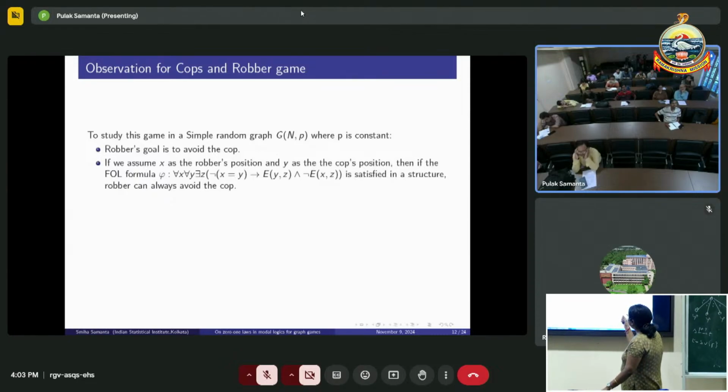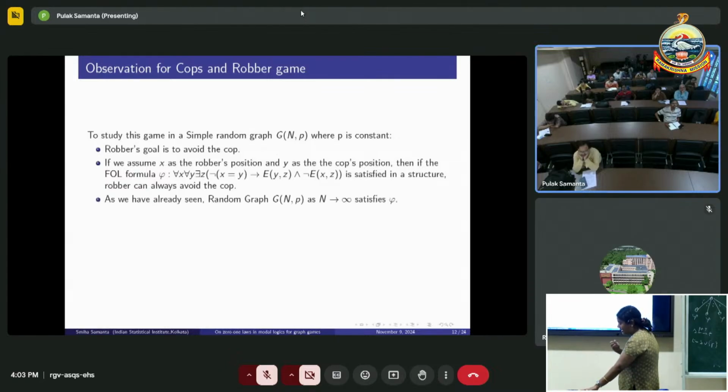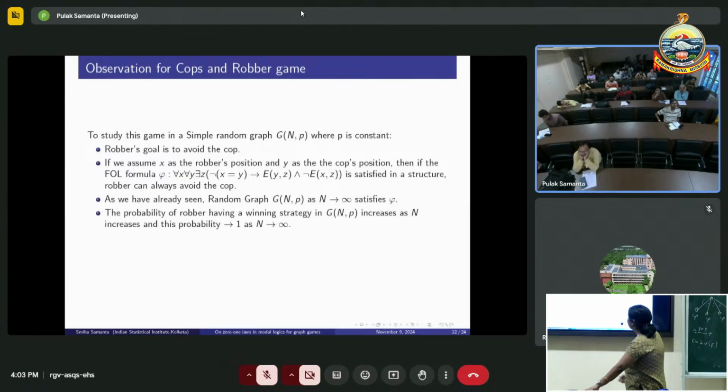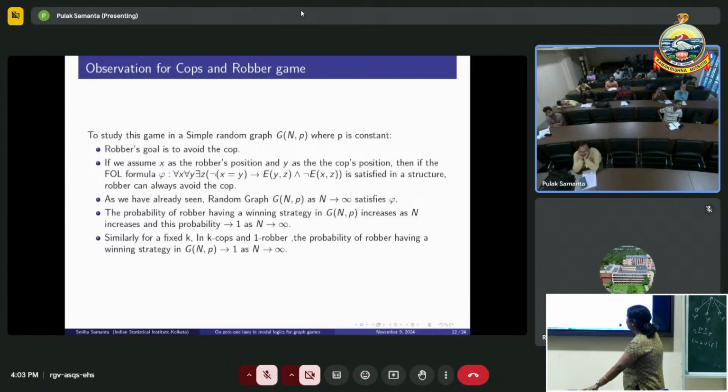And as we can see, these formulas are similar to the extension axioms we have seen. So these are almost surely true. So we can say that when the graph size increases, the probability of the robber having a winning strategy increases and it goes to 1. In the random graph G(n,p), as n tends to infinity and p is constant, the robber has a winning strategy with probability 1. And similarly we can show this for k cops and 1 robber games also.